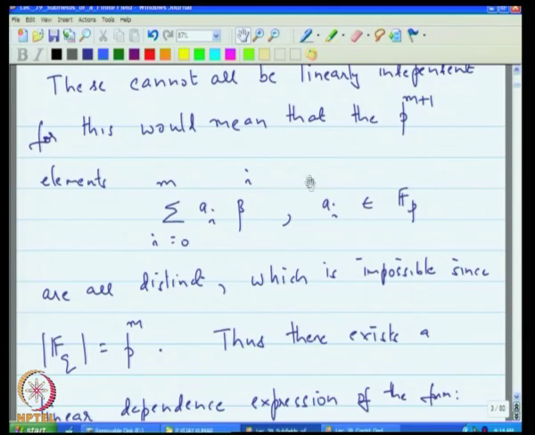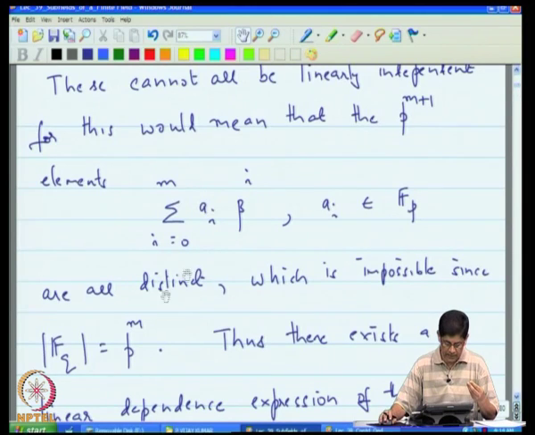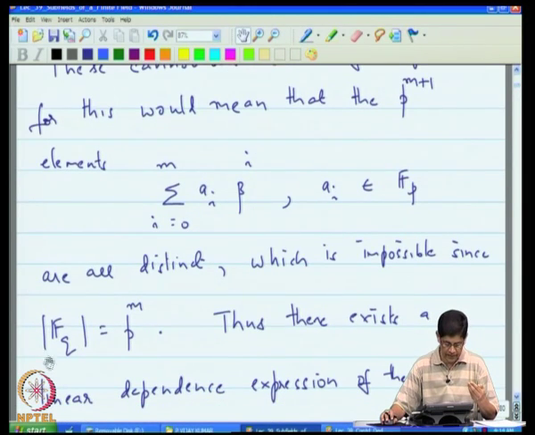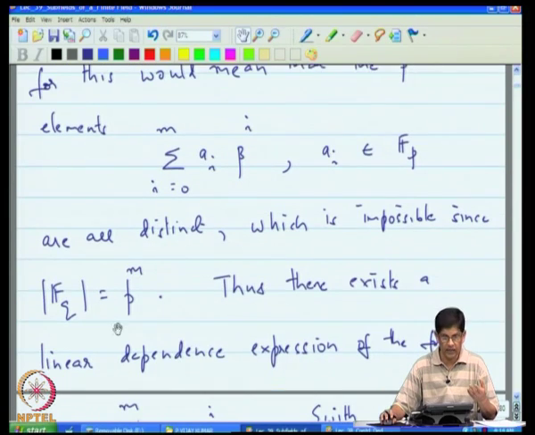But the total number of terms of this form, just count the number of coefficients, there are m plus 1, and for each coefficient you have p choices. So that makes for a total of p raised to the m plus 1. But that is impossible, because after all the finite field is only of size p to the m. So the number of elements cannot be larger than that.